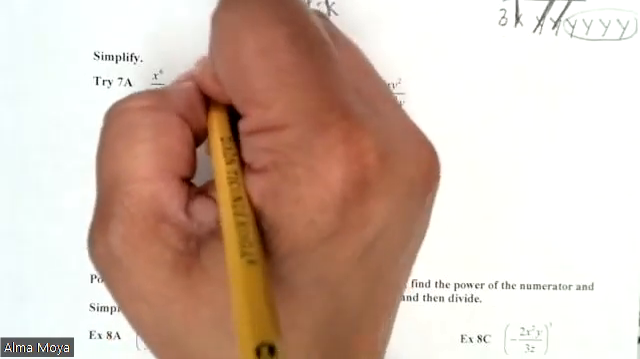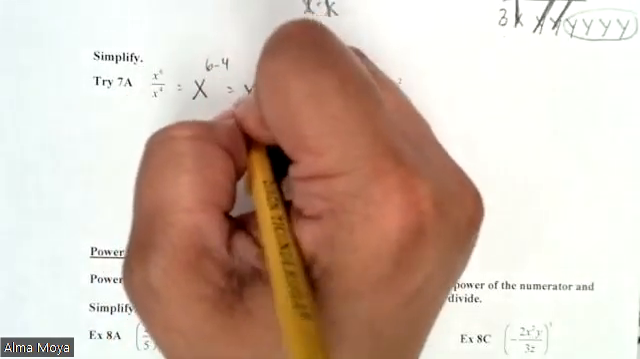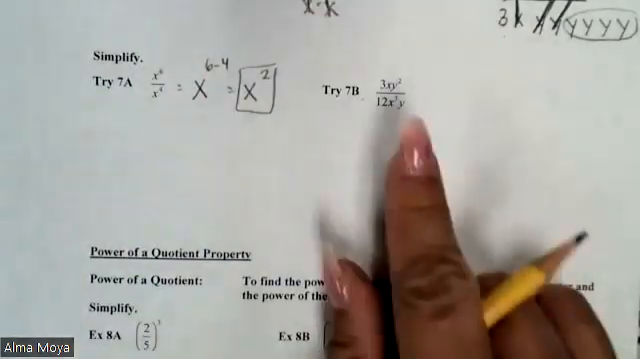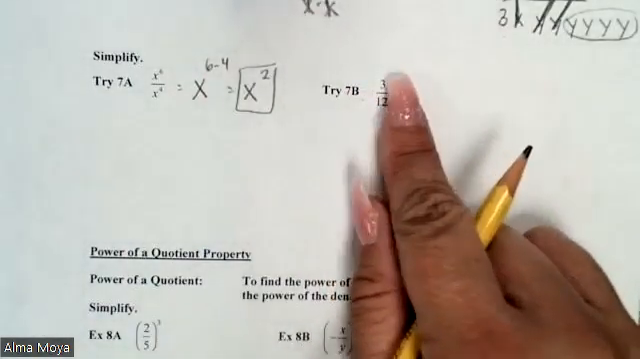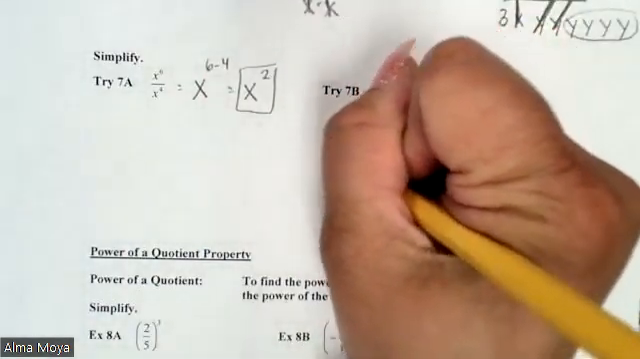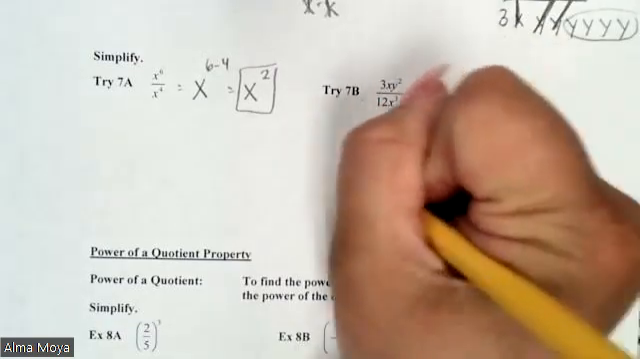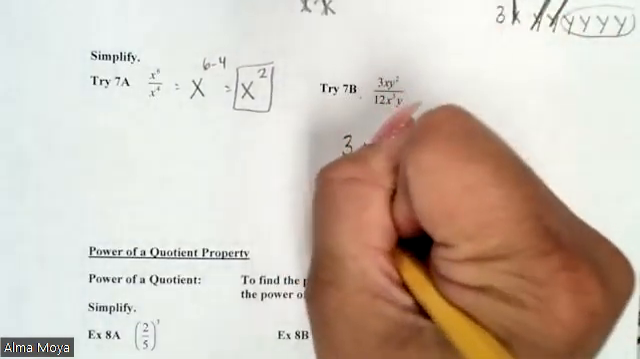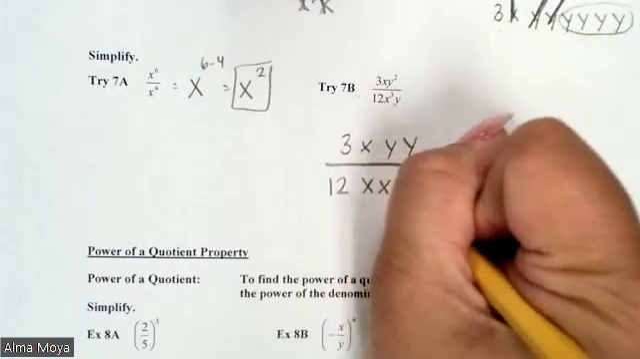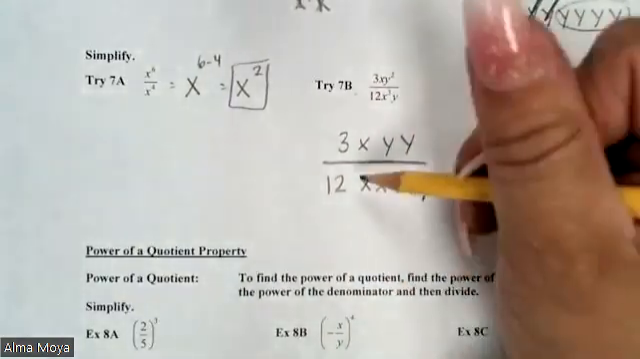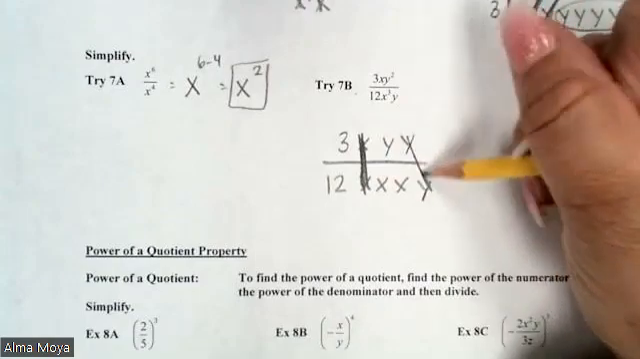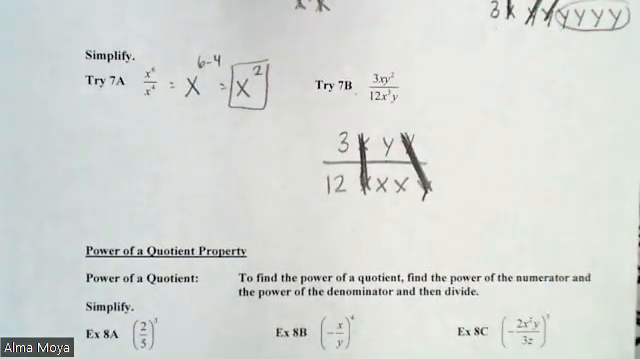I'm going to take the top power, subtract the bottom power. So that's just going to be an x squared. This one right here, I'm just going to write it out just because I find it easier. So I have a 3, 1x, 2 y's. In the denominator, I have a 12, 3 x's, and I have 1 y. One of the x's is going to cancel, one of the y's is going to cancel. And that's it on the variables.